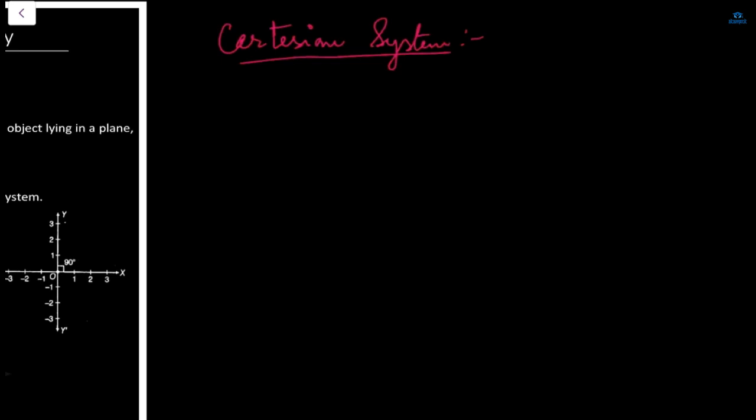Cartesian system. The Cartesian system is a plane where you can point out a point. Means you can define where a point is, and tell the distance where it is. So this is a Cartesian plane, this is a Cartesian system. Here two lines are there which are perpendicular to each other.